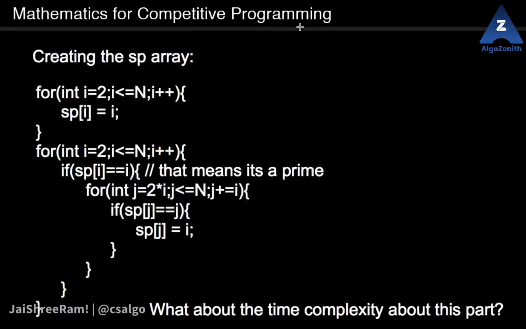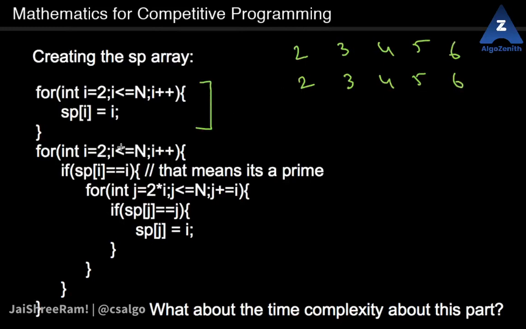So first of all, we need to create this SP array. We will use the idea of a sieve to calculate the SP array. First of all, we initialize all the SP of I to be I. So initially 2 is 2, 3 is 3, 4 is 4 and so on. Let's just talk about 2, 3, 4, 5, 6. These are the initial values.